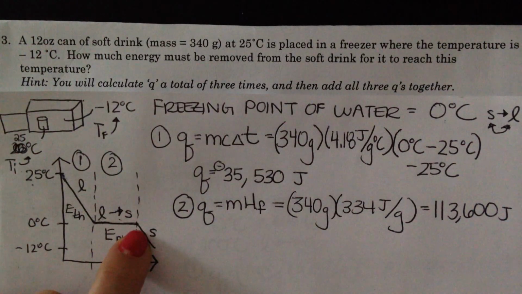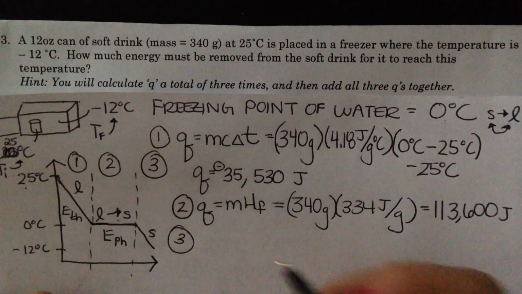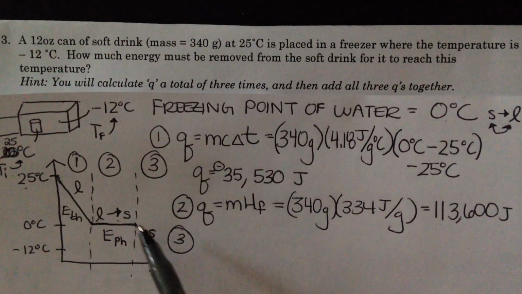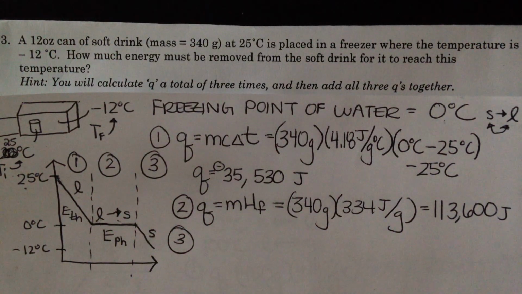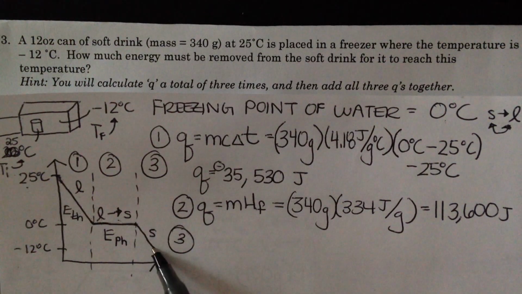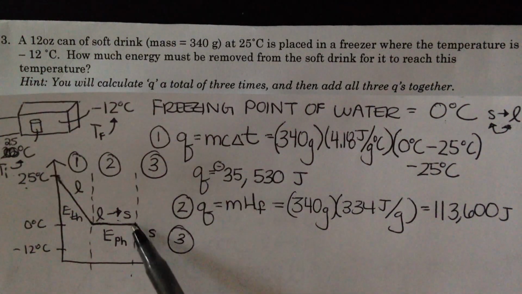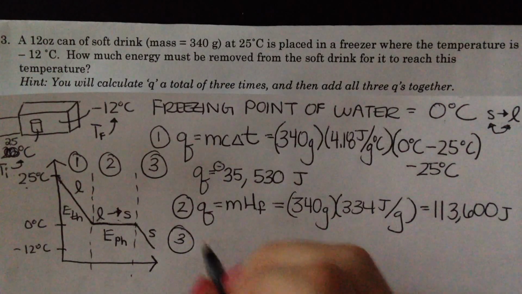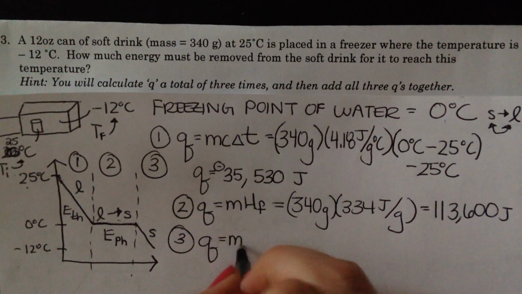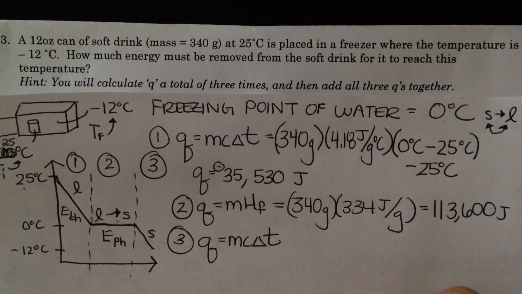Okay, third and final Q. My third Q is dealing with cooling down my solid pop now. So I'm cooling my solid pop from 0 degrees to negative 12 degrees Celsius. And so I do have a temperature change for this point. So I'm going to use Q equals MC delta T to figure out how much energy that released.